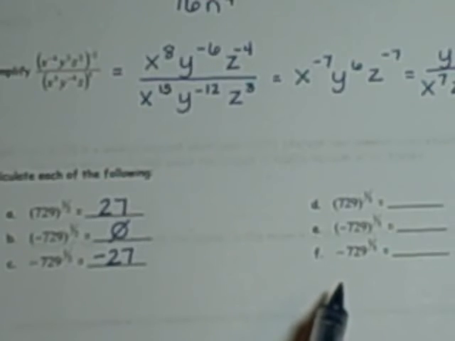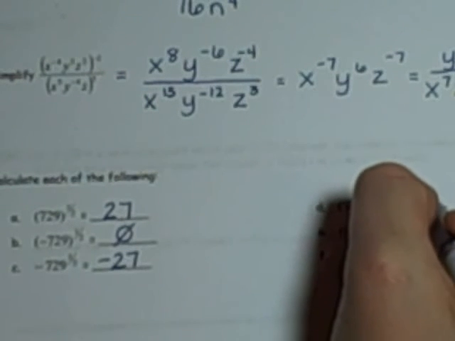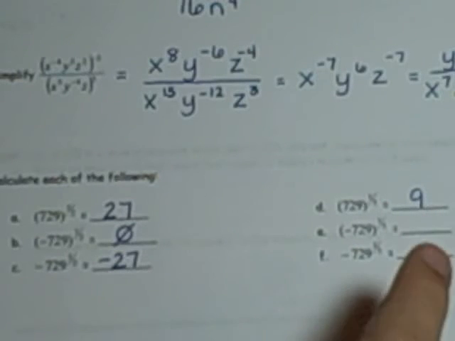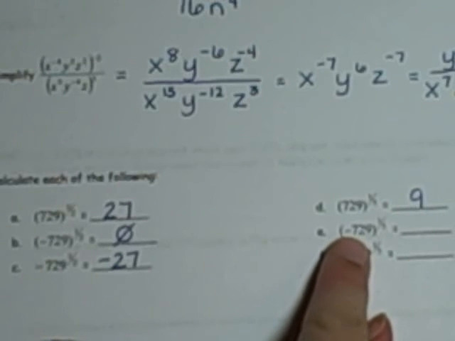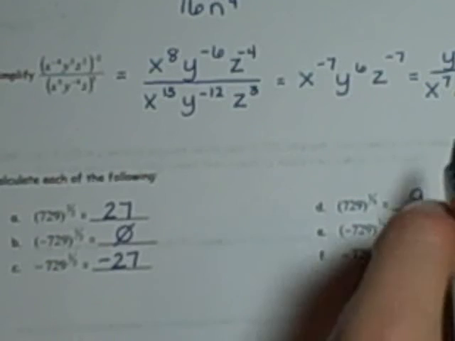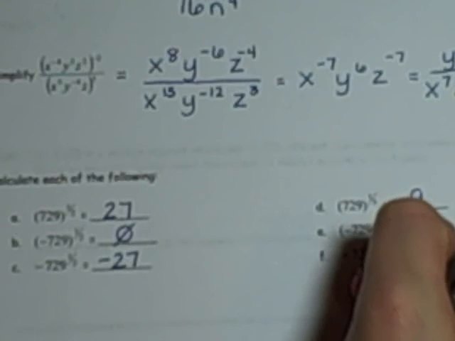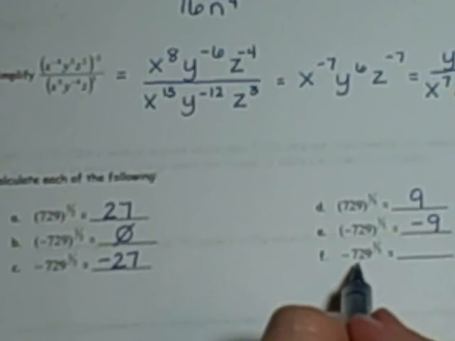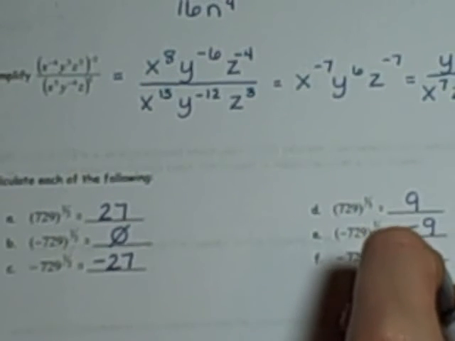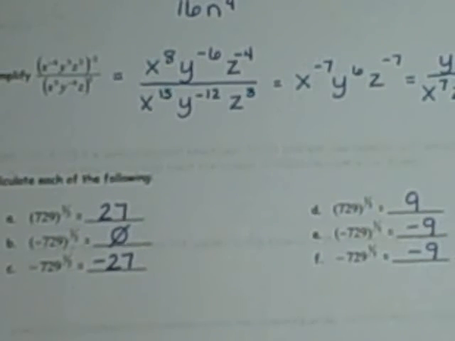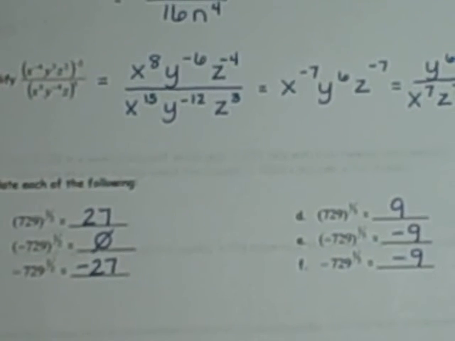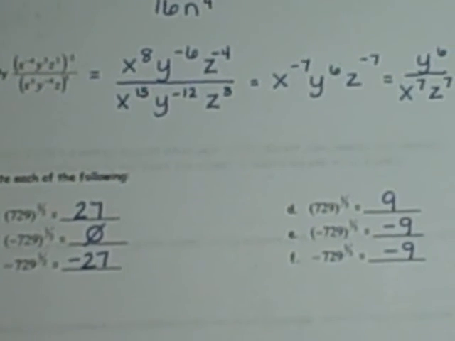Okay, 729 to the power of 1/3 is 9. Just wanted to double check that one. Now here, when I do negative 729 to the power of 1/3 in parentheses, I get negative 9. And then I actually get the same answer here. Negative 729 to the power of 1/3. So again, you should be trying those in your calculator and make sure you're getting all those same answers.